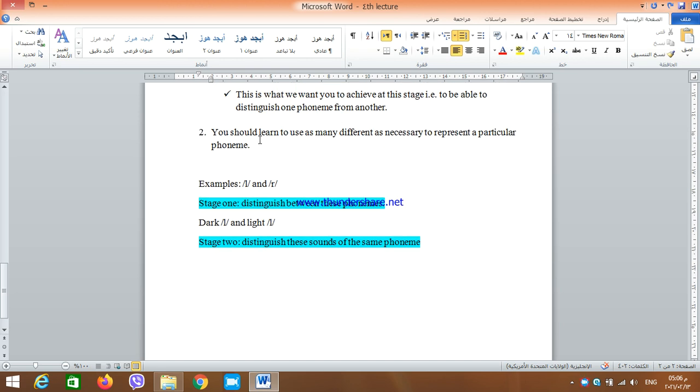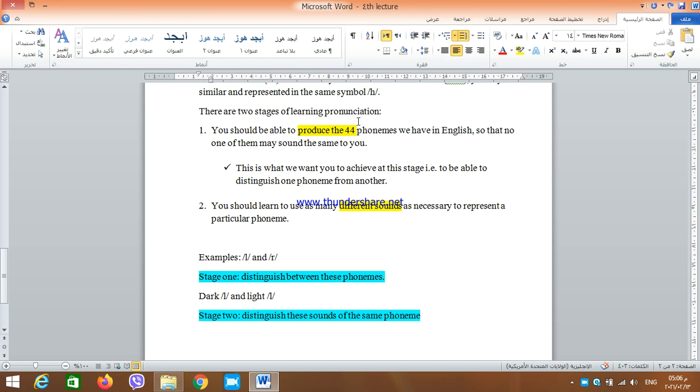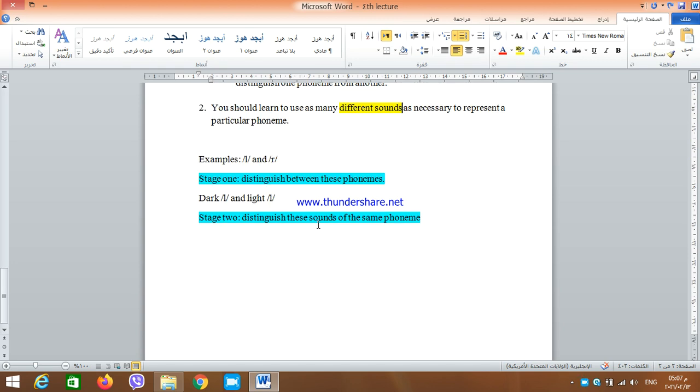But later on, you should be able to use as many different sounds as necessary to represent particular phonemes. For example, the phoneme te and the two different sounds that refer to the phoneme te, with spread lips position and with rounded lips position. These are called different sounds of the same phoneme, which is one of these 44 phonemes.